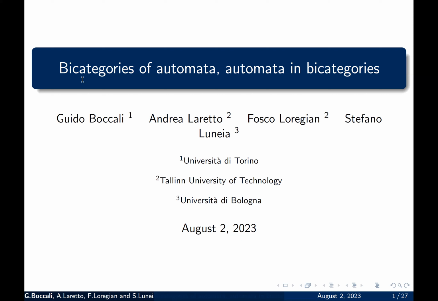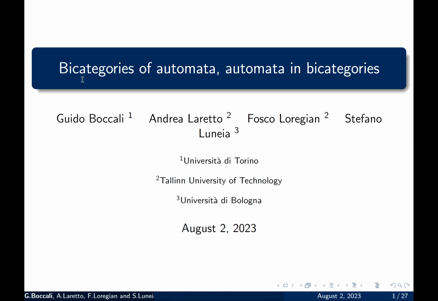I would like to thank the organizers for the beautiful conference, and my co-authors Andrea Laretto, Fosco Loregian, and Stefano Ronchi. Today I'm talking about two different topics which are linked by this kind of rhetorical tool. The presentation is divided in two parts. One is called Bicategories of Automata, and the other is called Automata in Bicategories.